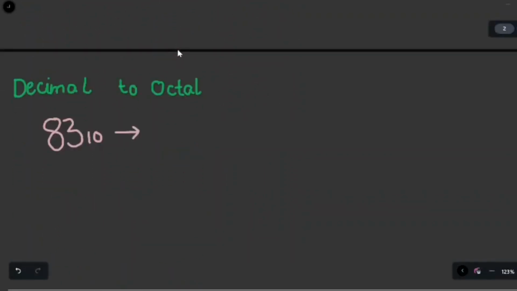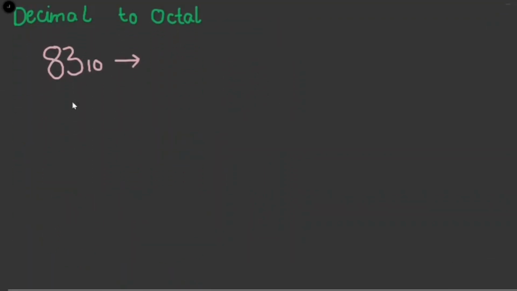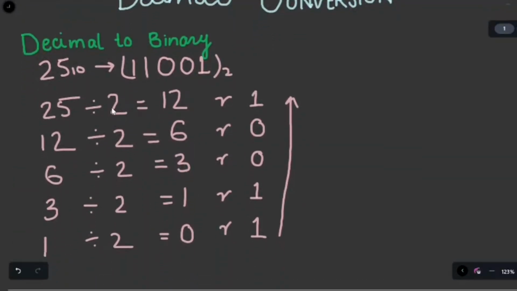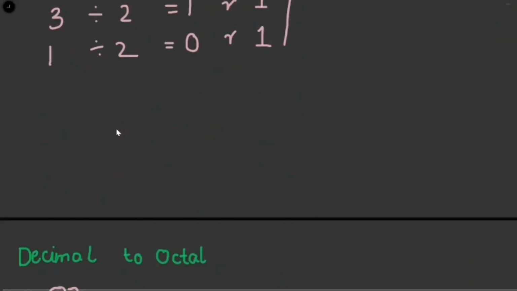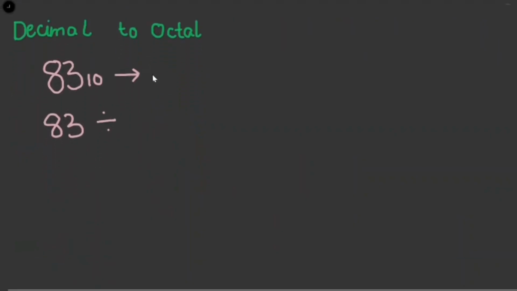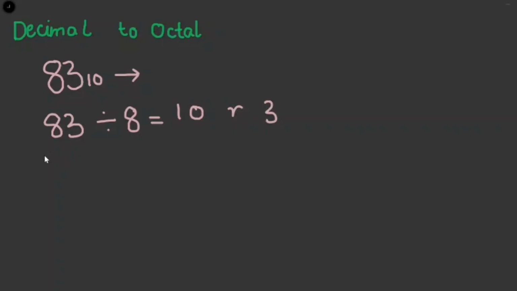Now let's look at the example for octal. Here we have 83 and we need to convert it into octal, and the base for octal is 8. Just like the base for binary was 2, so we divided this number by 2 repeatedly, here our base for octal is 8, so we would divide the number by 8 repeatedly. So we divide by 8, and we cannot divide 83, but we can divide 80, and 80 divided by 8 is 10, and our remainder would be 3.